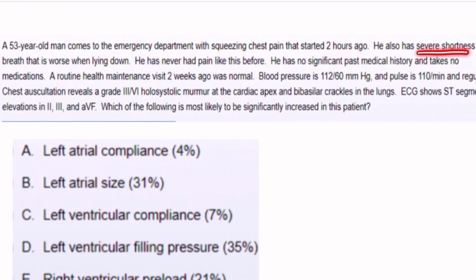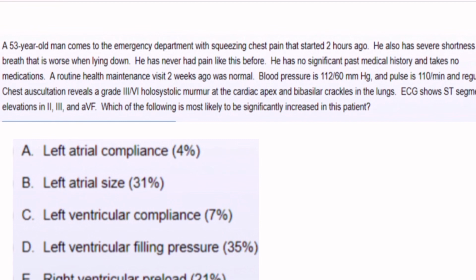He has severe shortness of breath that is worse when lying down. So if you remember, this is because of backflow. He has never had pain like this before, okay? So this is his first time. He has no significant past medical history and takes no medications, so he's a healthy man.